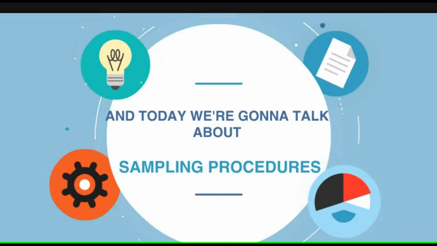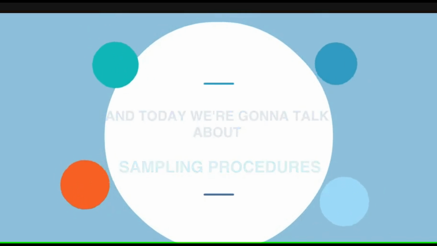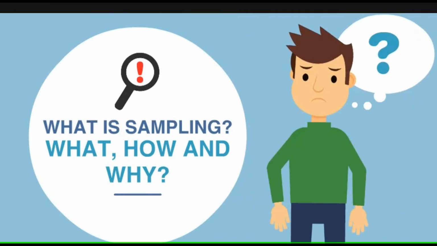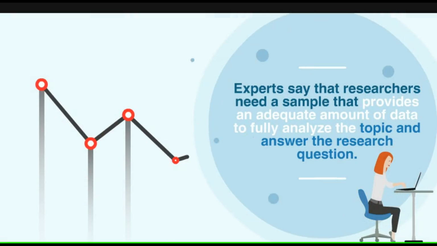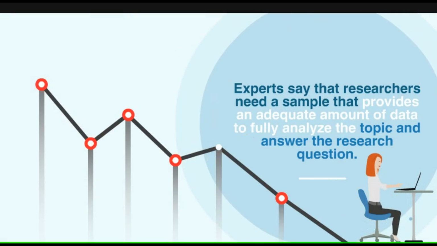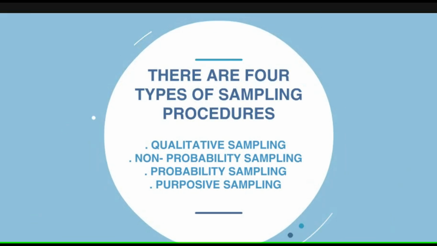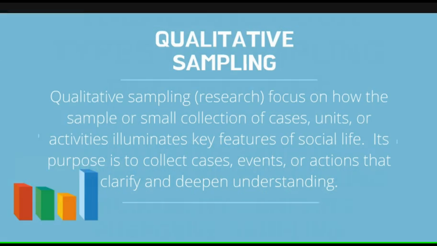And today we're gonna talk about sampling procedures. But what is sampling? Why is it used in research? Experts say that researchers need a sample that provides an adequate amount of data to fully analyze the topic and answer the research question. So let's find out. There are 4 types of sampling procedures: qualitative, non-probability, probability, and purposive sampling.